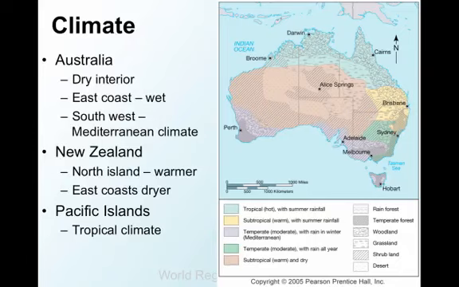New Zealand, which is located just to the east of Australia, is much warmer on the North Island, but on the east coast it is drier. And more or less, the Pacific Islands have a very tropical climate.